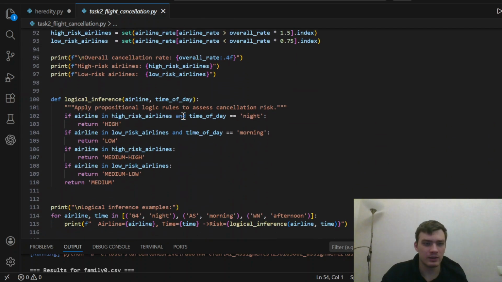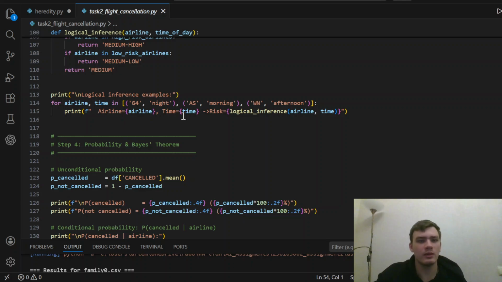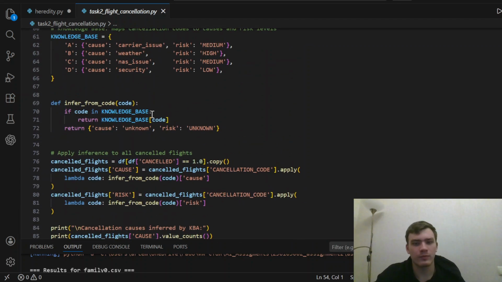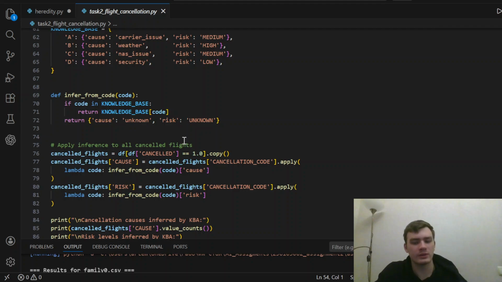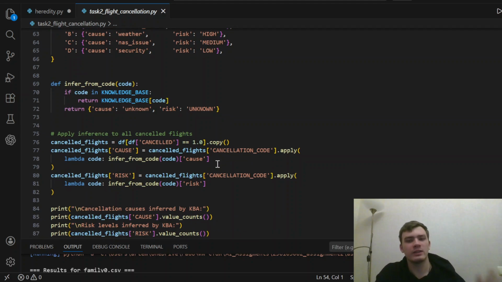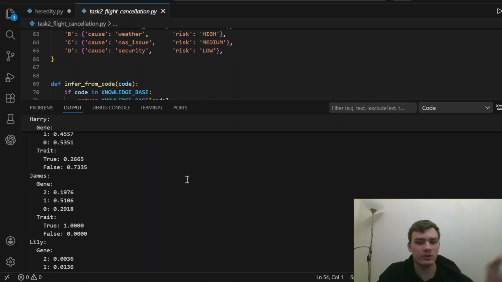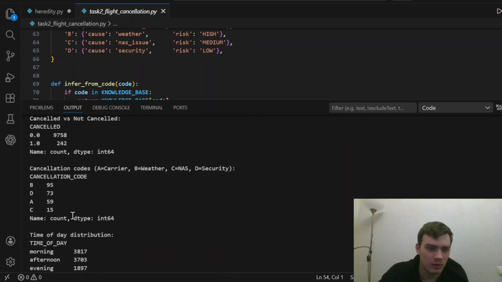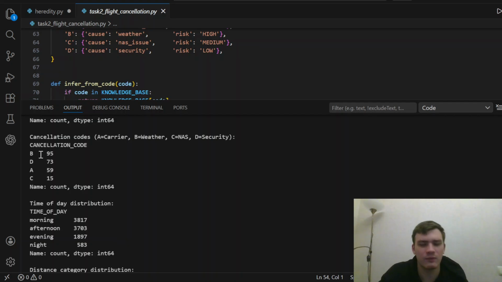Then we have the logical inference, infer from code. It takes a code and returns the cause and risk level. We apply it to all cancelled flights and can see weather is the most common cause. Let's run it here. We can see that weather is the most common cause in the cancelled flights, cancellation code B, 95. So it means that 95 flights were cancelled because of weather.